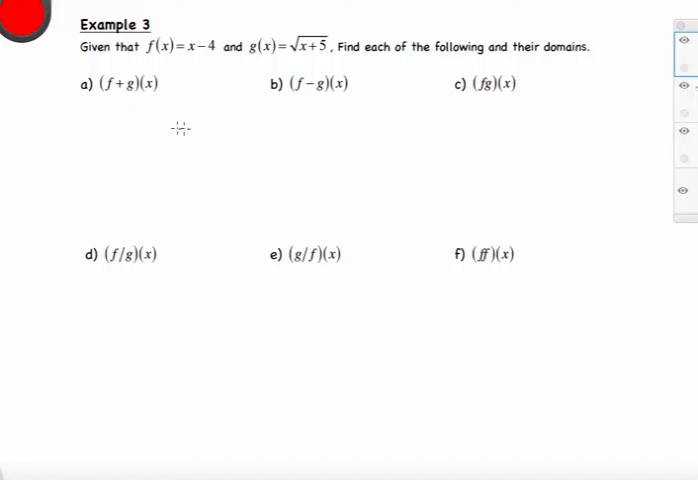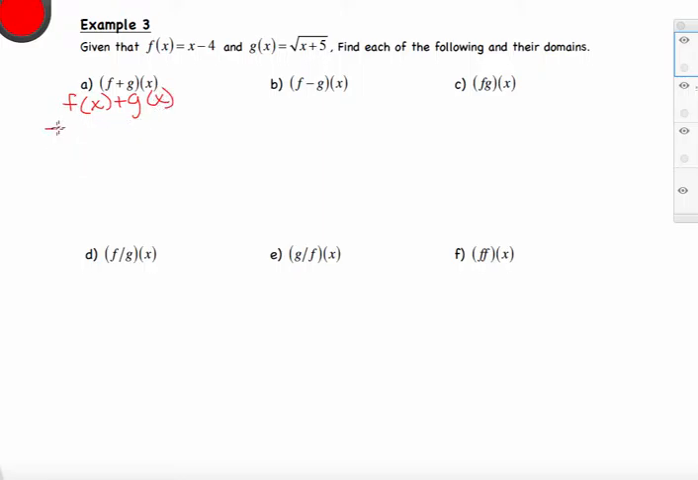For example 3, I am going to be finding the operations on the following functions f and g, and then we're going to find the domain. So let's start by just finding the operations on each function. I'll start with f plus g of x, which means f of x plus g of x.